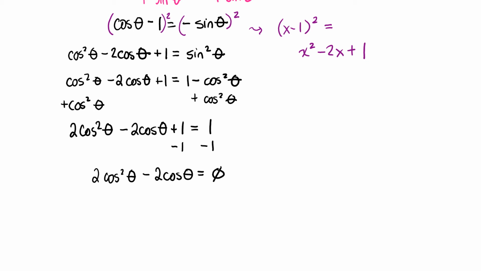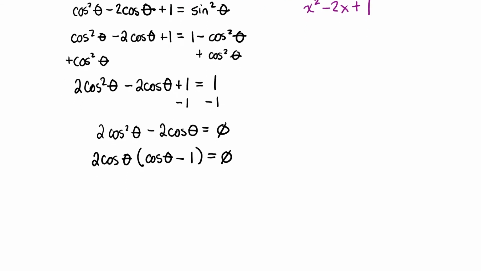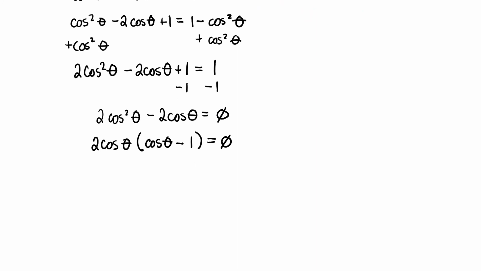Now, how do we solve this? Well, what if instead of 2 cosine squared theta minus 2 cosine theta equals 0, the problem was 2x squared minus 2x, what would you do? If it was 2x squared minus 2x equals 0, you'd factor out a 2x. So that's what I'm going to do. Instead of factoring out a 2x, I'm going to factor out a 2 cosine theta. When I factor out a 2 cosine theta, I get left with cosine theta minus 1 equals 0. Now, remember, the cool thing about 0, and why 0 is one of my favorite numbers in mathematics, is because of the zero rule property.